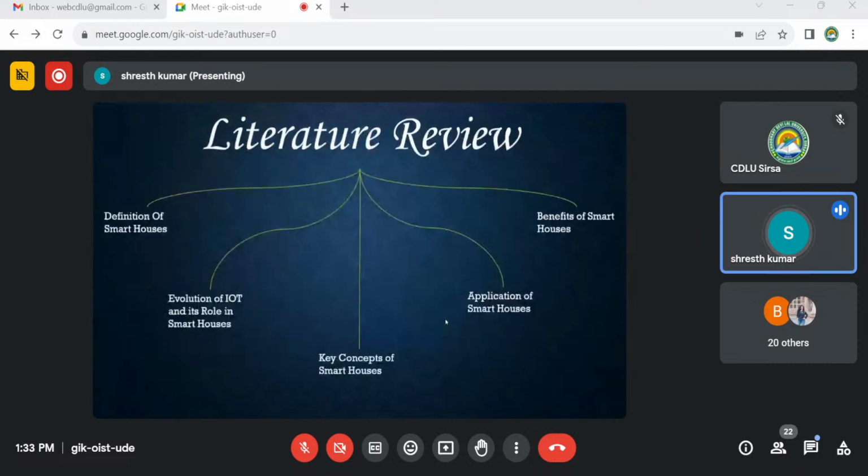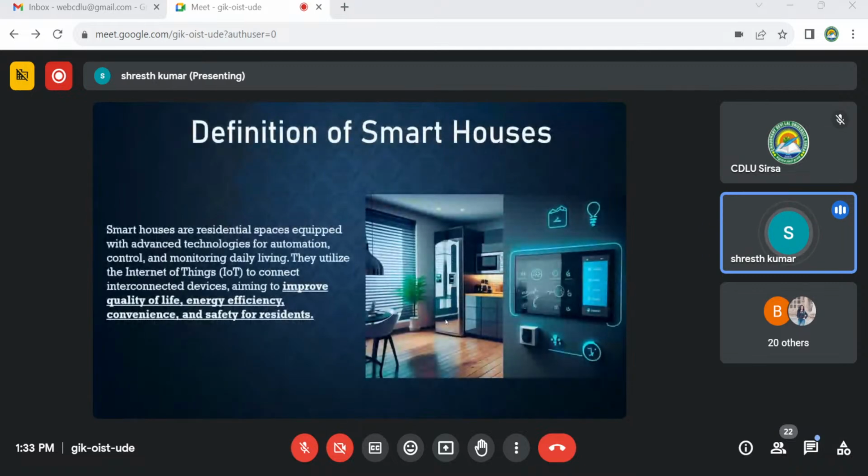The first thing I'll be covering is the literature review of the Internet of Things: basic topics like what smart houses are, how IoT has been visualized in recent times, and the key concepts and applications of smart houses. Smart houses are residential spaces with advanced technologies and systems to provide automation, control, and monitoring of various aspects of daily living. These technologies rely on the Internet of Things to connect and communicate with different devices and systems within the house, creating a network of interconnected smart devices. The goal of smart houses is to enhance quality of life, improve energy efficiency and convenience, and provide a safer and more comfortable living environment for the residents.